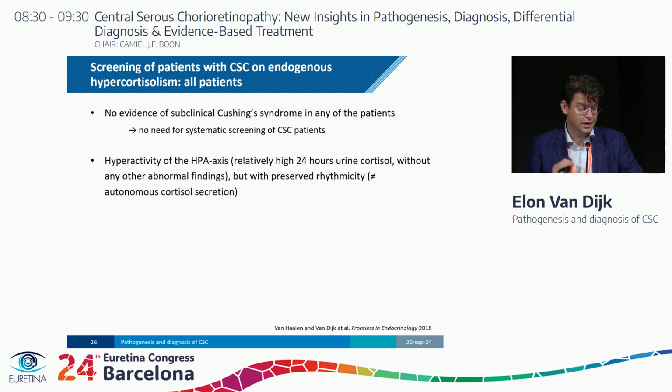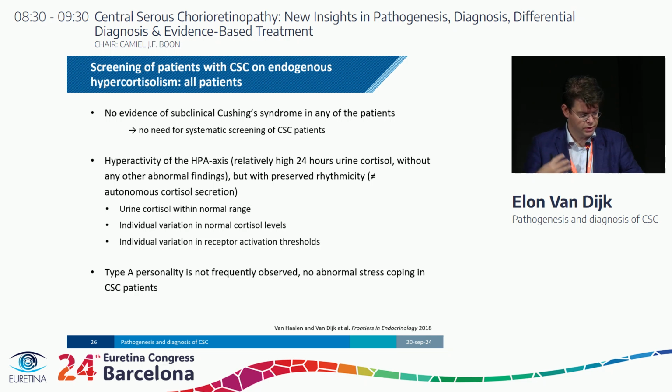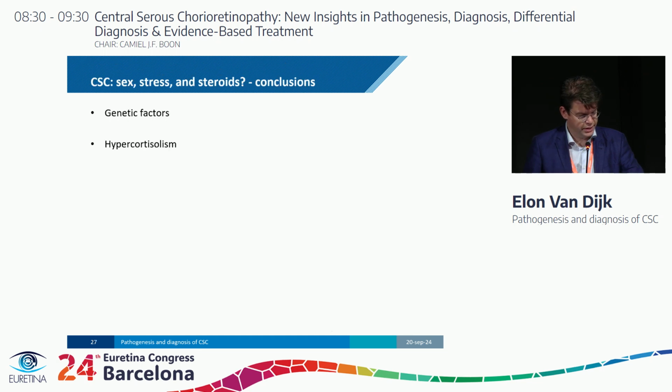We did find a slightly increased hyperactivity of the HPA axis, which was borderline significant. But other than that, we didn't find any signs in the chronic CSC patients of a big cortisol problem. Urine cortisol was normal, etc. And also we found that type A personality, or stressed personality, was not any different in the chronic CSC patients, so no abnormal stress coping. So there might be a connection with stress or with cortisol, but how that exactly works is not known. And I'm not sure if you have to give them any harsh measures in terms of reduction of stress.